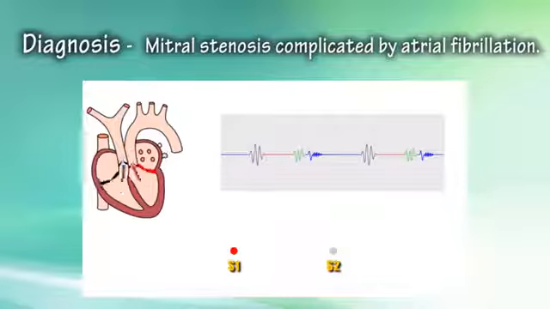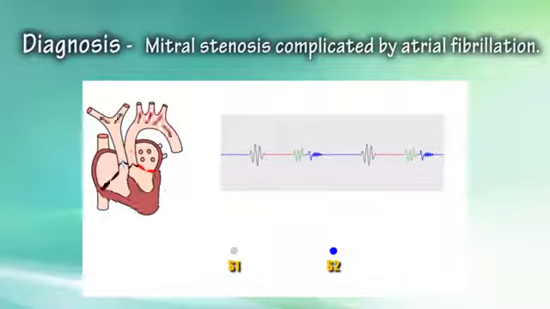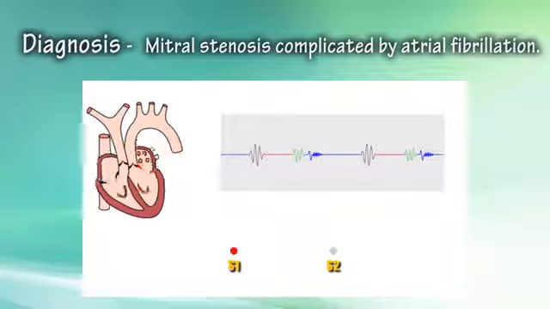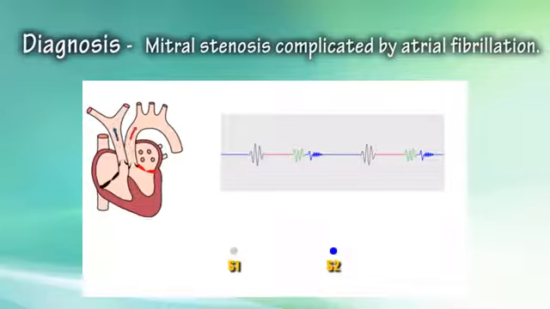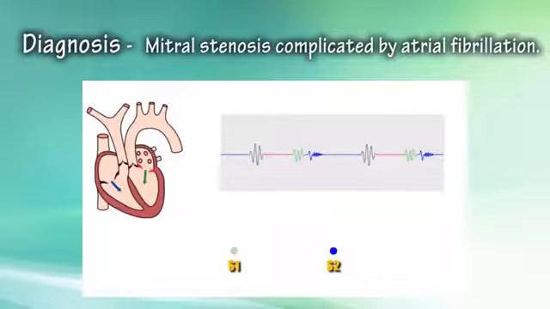The cardinal features in isolated mitral stenosis include low or normal volume pulse, which can be irregularly irregular when it is complicated with atrial fibrillation, often elevated jugular venous pressure due to elevated right heart pressure, apex beat not visible or deviated, but the loud first sound can be palpable as a tapping apex.